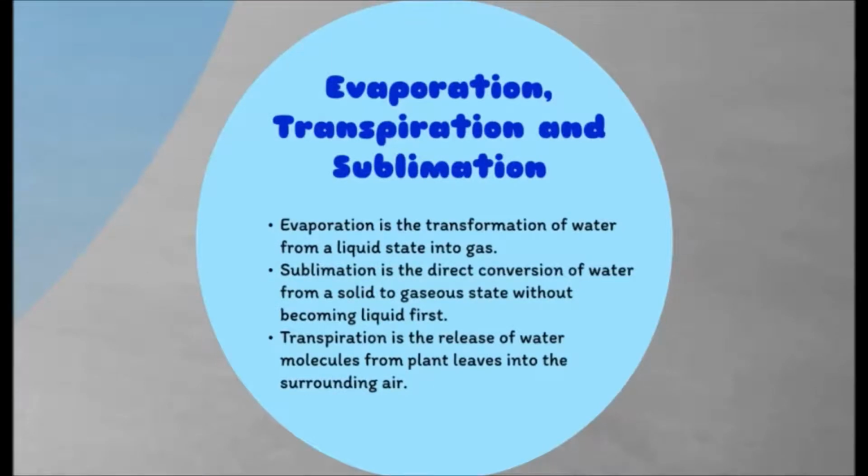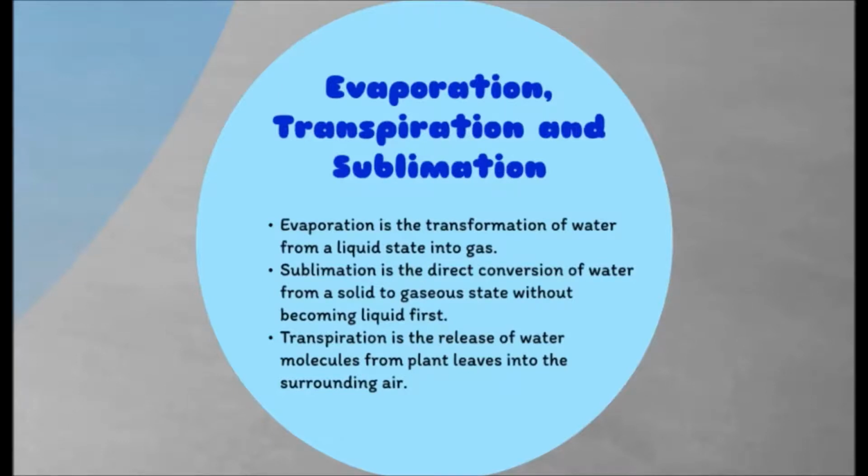Evaporation, transpiration, and sublimation. Evaporation, transpiration, and sublimation are the processes by which water enters the atmosphere. Evaporation is the transformation of water from a liquid state into gas, and that is how water gets from the ocean, lakes, and rivers to the atmosphere. Sublimation is the direct conversion of water from solid to gaseous state without becoming liquid first. This is how water molecules move from the glaciers to the atmosphere.